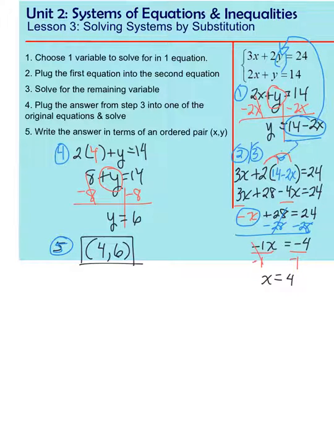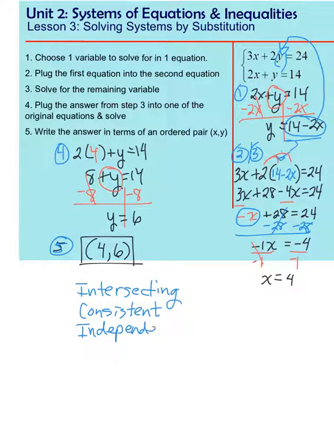So again, since I have an answer, I know I have intersecting lines. That's the only case that gives me one unique answer. And because the lines are intersecting, I know that my system is consistent and it is independent because that answer is unique. So I don't even have to graph it to know that I have intersecting lines.